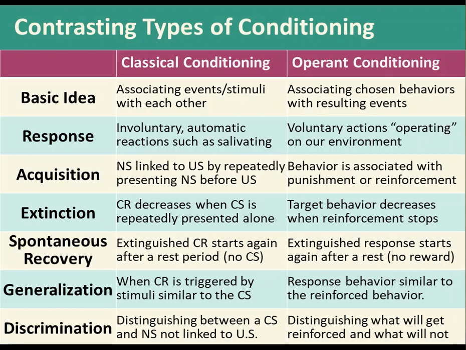Contrasting the types of conditioning. Classical conditioning: the basic idea is associating events or stimuli with each other. Operant conditioning: associating a chosen behavior with resulting events or the consequences. Response. In classical conditioning, response is involuntary, automatic reactions such as salivating. In operant conditioning, the response is voluntary actions operating on our environment. Acquisition. In classical conditioning, it is the neutral stimulus linked to the unconditioned stimulus by repeatedly presenting the NS before the US. In operant conditioning, the behavior is associated with punishment or reinforcement.